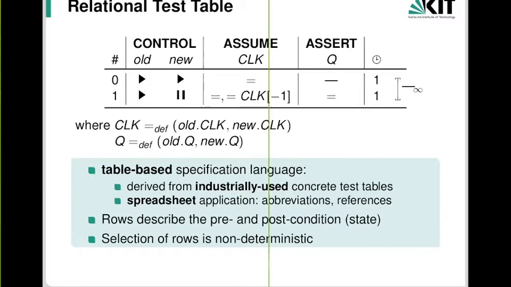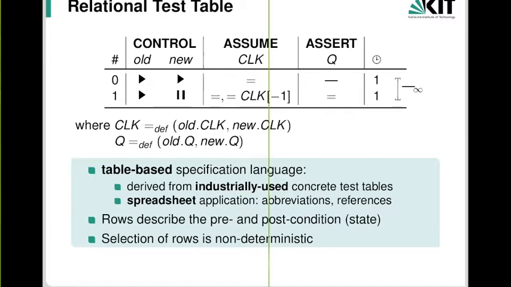A relational test table is defined over an arbitrary number of program runs. Here in our example, we have the old and the new program run. The columns of the test tables are dedicated to either the program variables of the program runs, so these are the state, the input, the output values, or dedicated to a projection function which can map the current program states into a tuple of values.